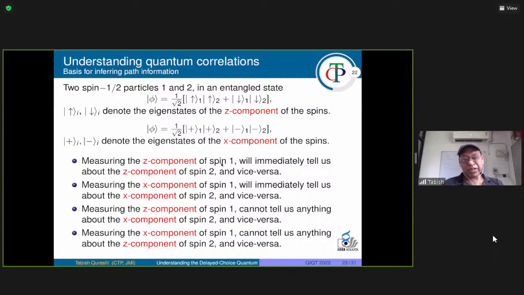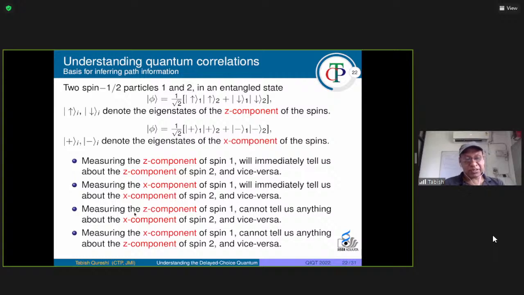Measuring the z component of spin 1 will immediately tell you the z component of spin 2. Because if you get up here, you immediately know that the other particle has up. If you get down for particle 1, you know the other particle is down. If you measure the x component of spin 1, it will immediately tell you about the x component of spin 2, that you can see from here. You get minus, and you know that the other particle is minus without measuring that. So this is the basis which we use for inferring the path information.